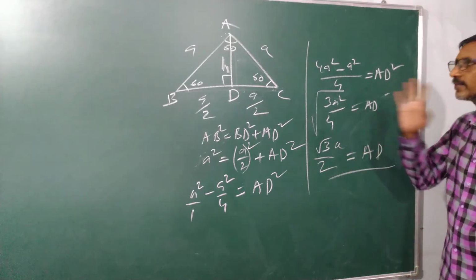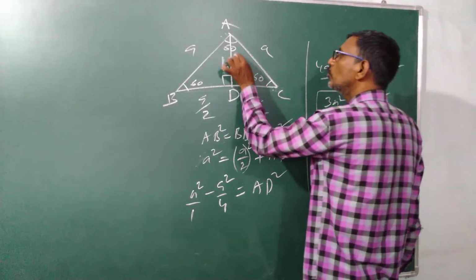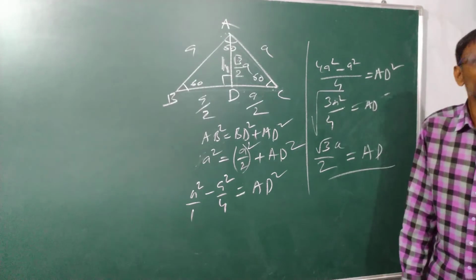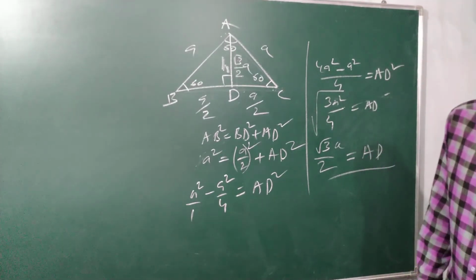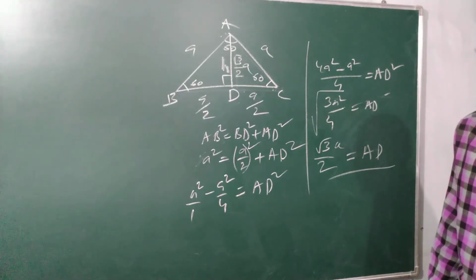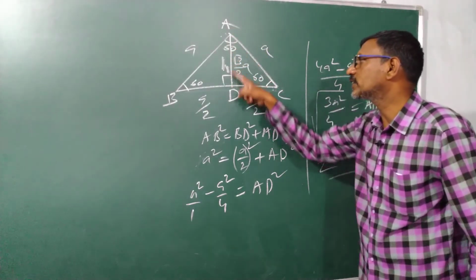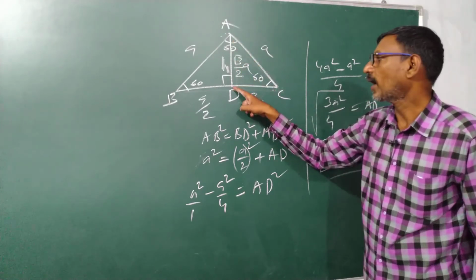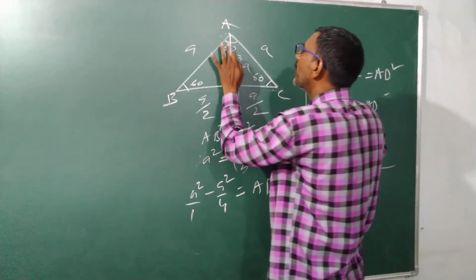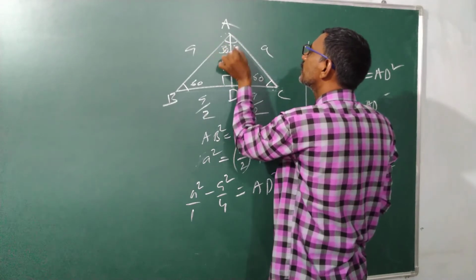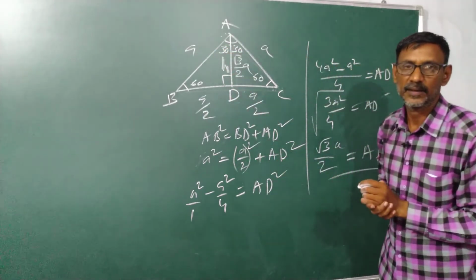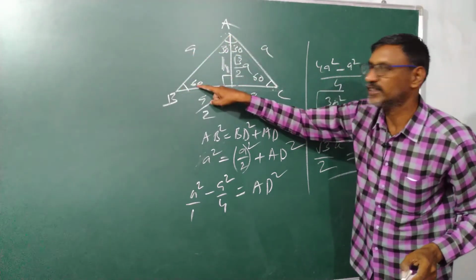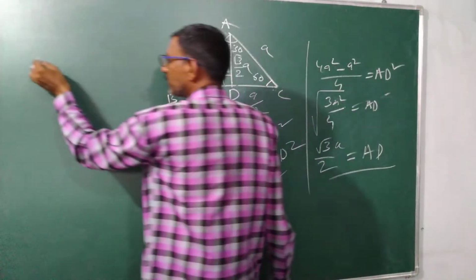I know my height now. This is root 3 by 2 A. This is the height of the equilateral triangle. By observing this, I told you clearly this is my perpendicular bisector, angular bisector, and it is my height. It is an angular bisector, so it is divided into 30 and 30. See here, this is my right angle triangle, in which this is 60. Okay. I start with sine 60.